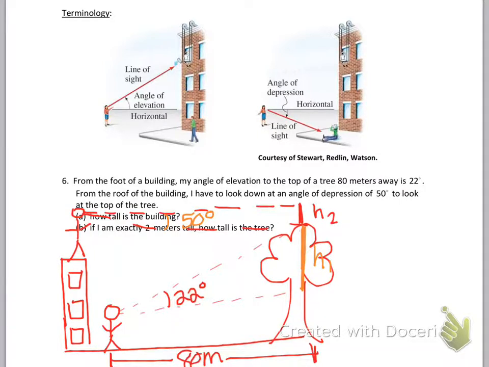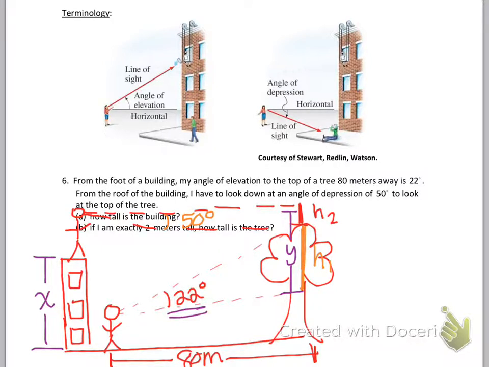So what we're trying to figure out is how tall is the building? We don't know. And if I'm exactly 2 meters tall, which we do know, how tall is the tree? Okay, so what I need to figure out are H1 and H2, because then if I add those together or use both of those, I can figure out both the building and the tree. So first thing I'm going to do is use this 22 degrees right here.